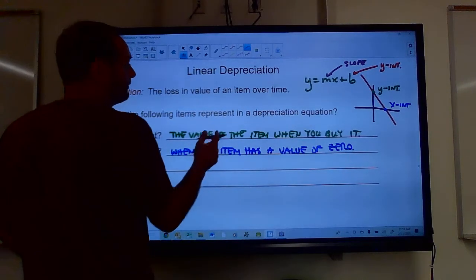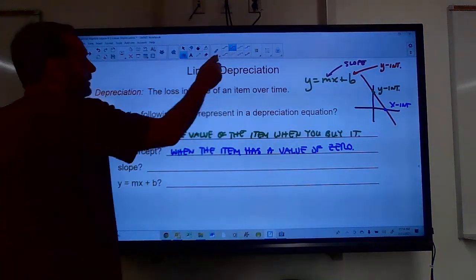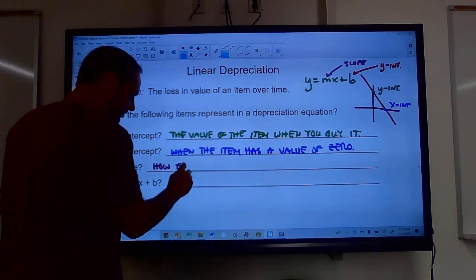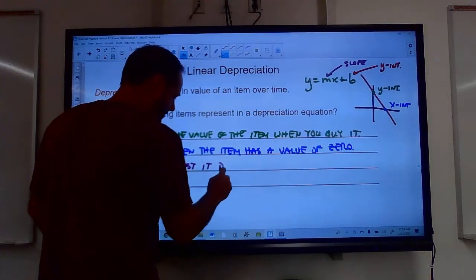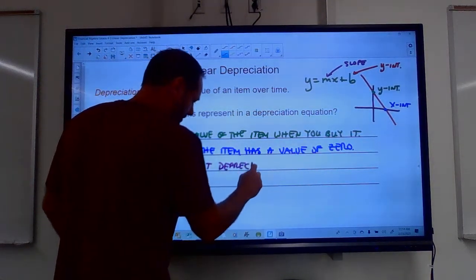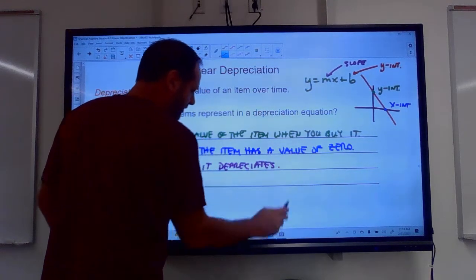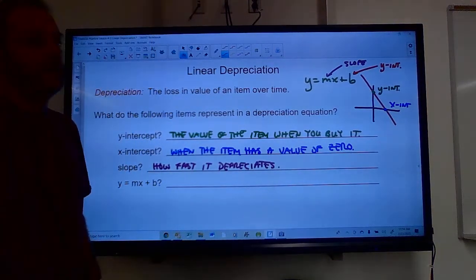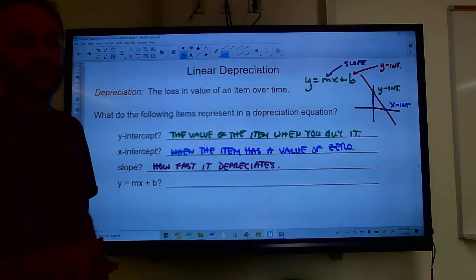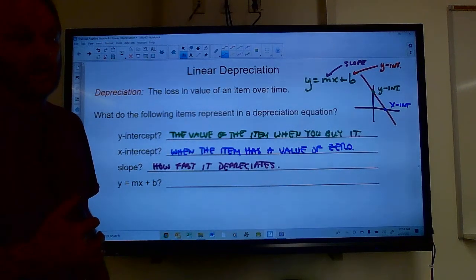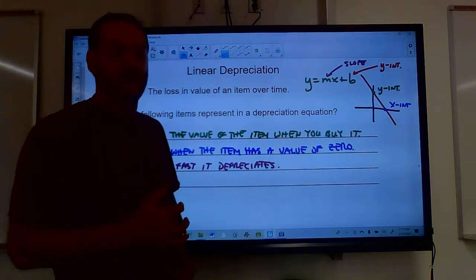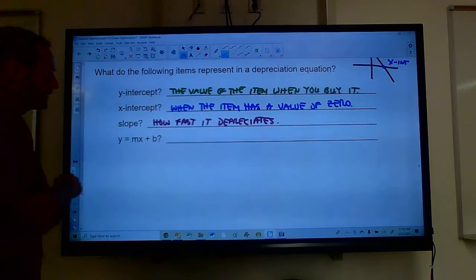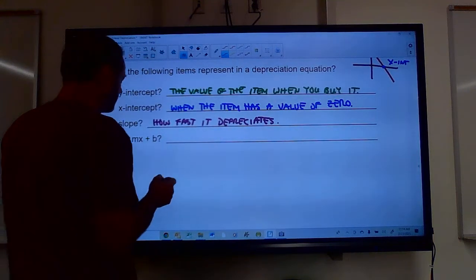So the slope of the line is how fast it depreciates. Since we're talking depreciation, it's going to be negative all the time. Something that has a depreciation value of -3 is going to depreciate much faster than something that has a depreciation value of, say, -1. So y equals mx plus b is the equation for depreciation.